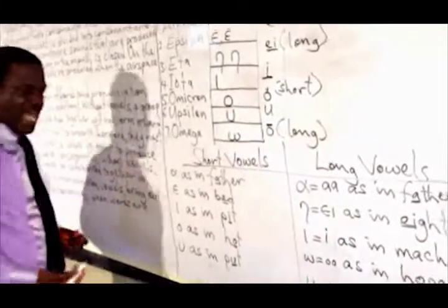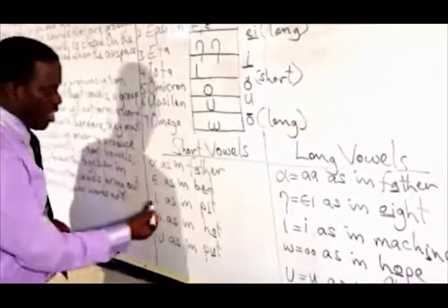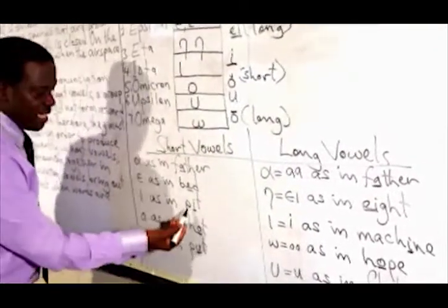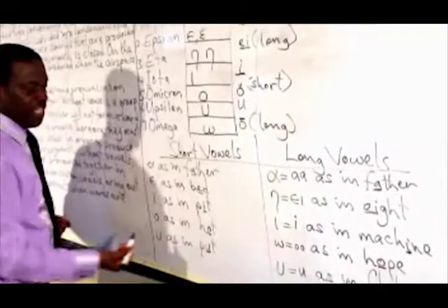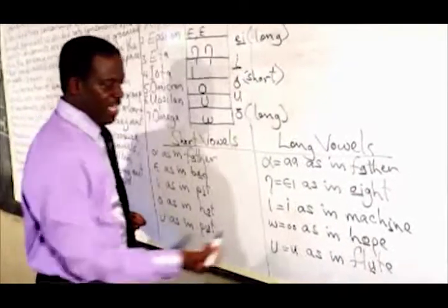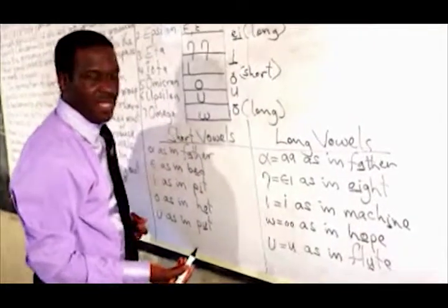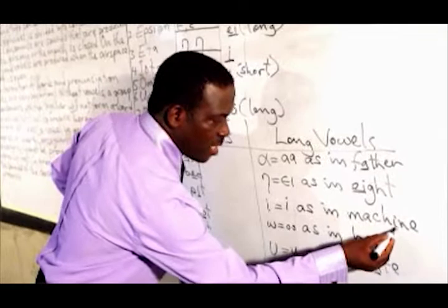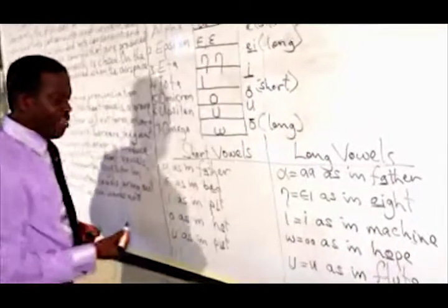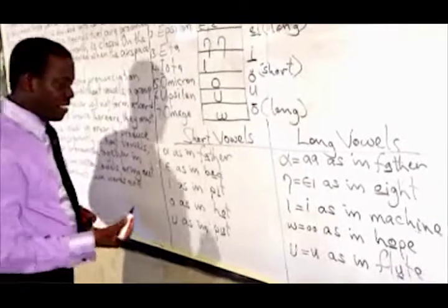Coming to the next one, which is the I vowel, iota, and iota can be short and can as well be long. If it is short, it sounds like I, as you pronounce the I in pit. Then if it is long, it's pronounced as E, as you pronounce the I in machine. Machine, the I in machine is lengthened, is long.